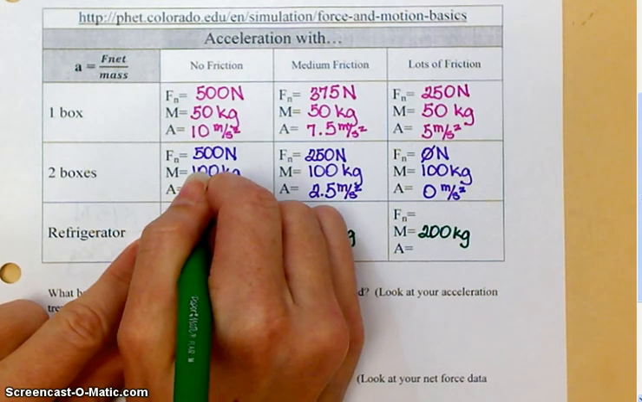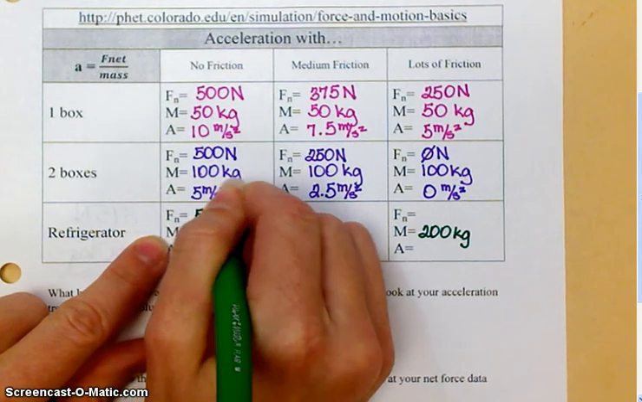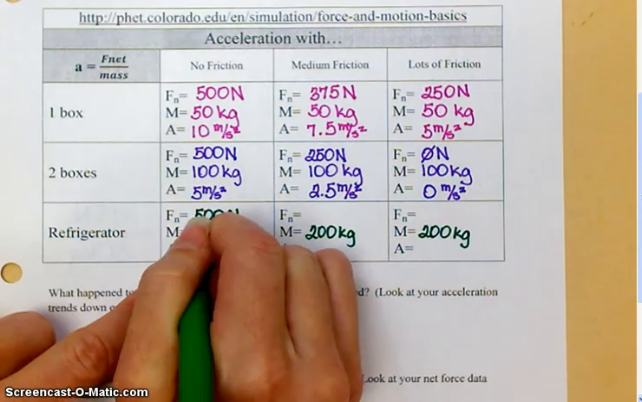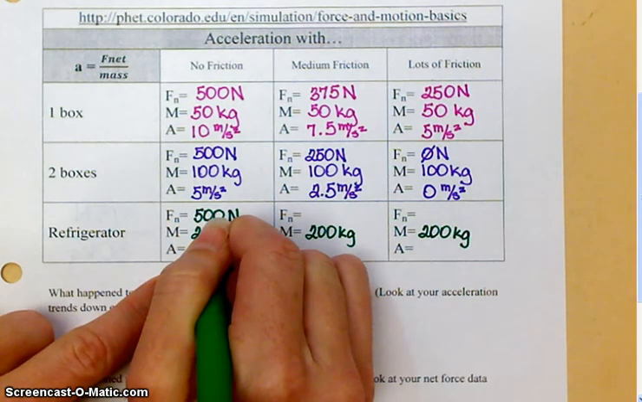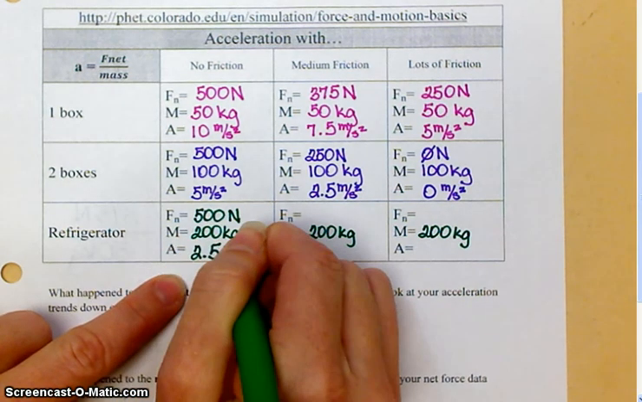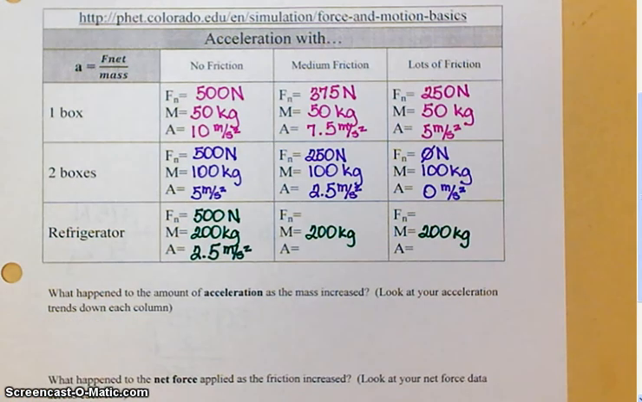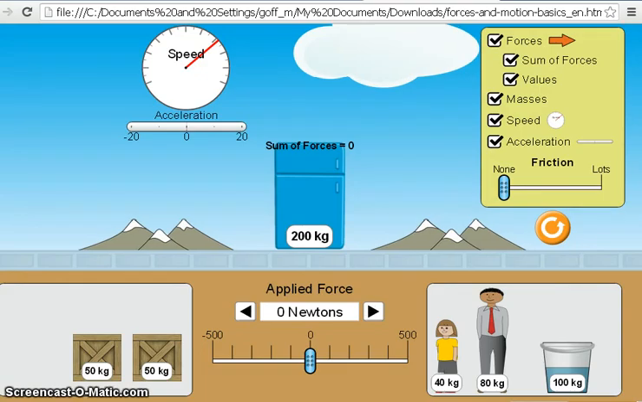Net force, 500 newtons. 500 divided by 200 is 2.5 meters per second squared. Okay, which is about what the accelerometer on the simulation read. So let's go to medium friction this time and see what happens.